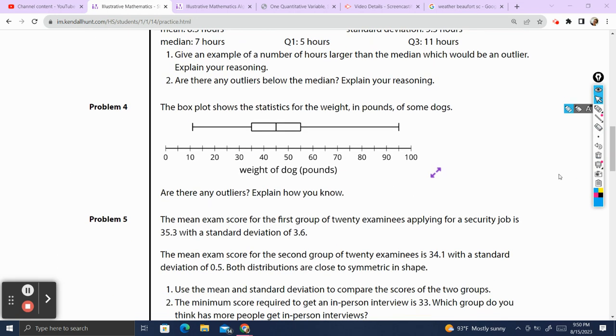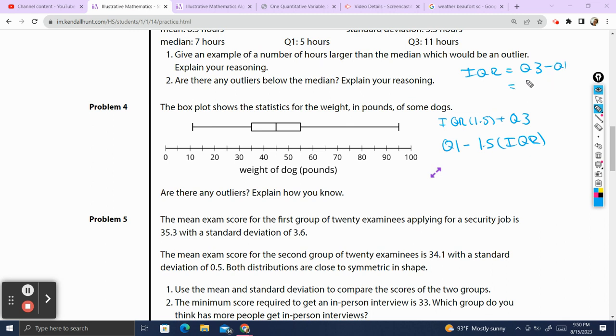The box plot shows the statistics for the weight in pounds of some dogs. Are there any outliers? How do you know? So we're going to use that same rule. And let's write it down over here. We got 1.5 times the IQR plus Q3 or Q1 minus 1.5 times the IQR.